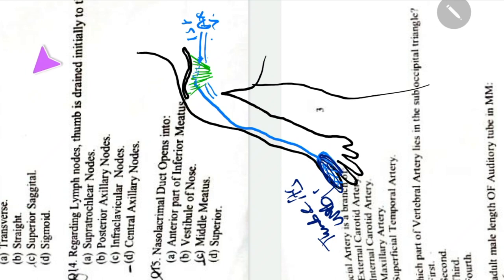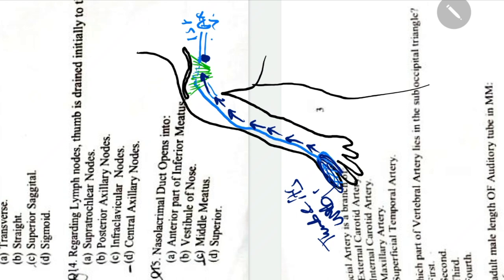Now talking about the lymphatic drainage. From the thumb and its web, the lymphatics accompany the cephalic vein. They are subcutaneous throughout their extent, like the cephalic vein is subcutaneous throughout its extent. They will accompany the same course and will also pierce, remember, the clavipectoral fascia.